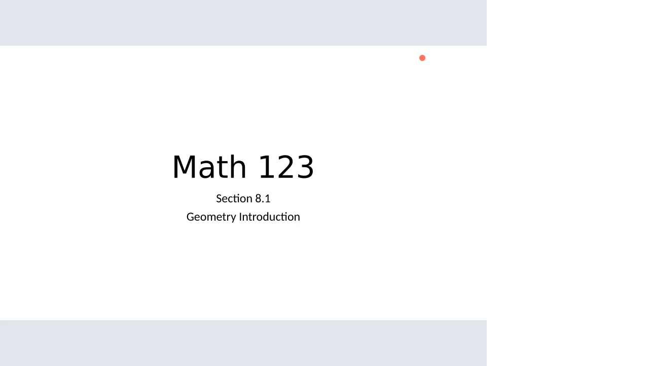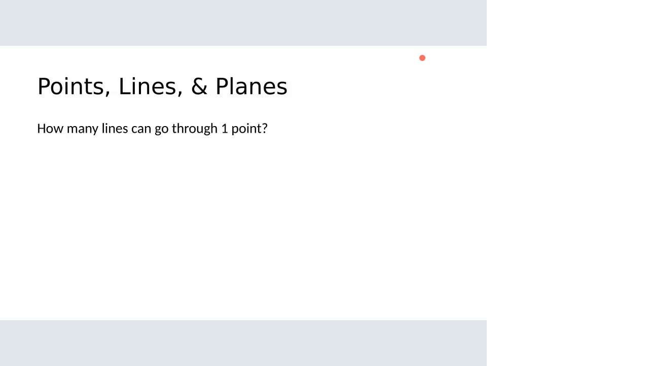All right, let's get started. The first things we're going to talk about are points, lines, and planes. And we're going to start out just talking about a point. A point is just a single individual location in space. There's a point. And then the question here is, how many different lines could go through this one point?